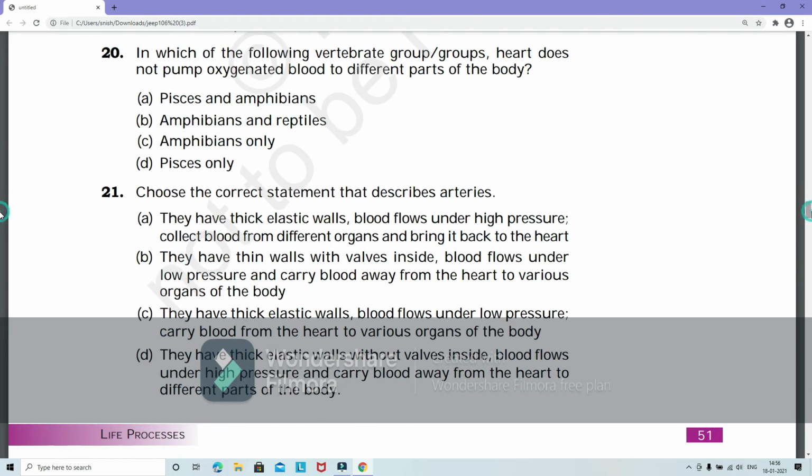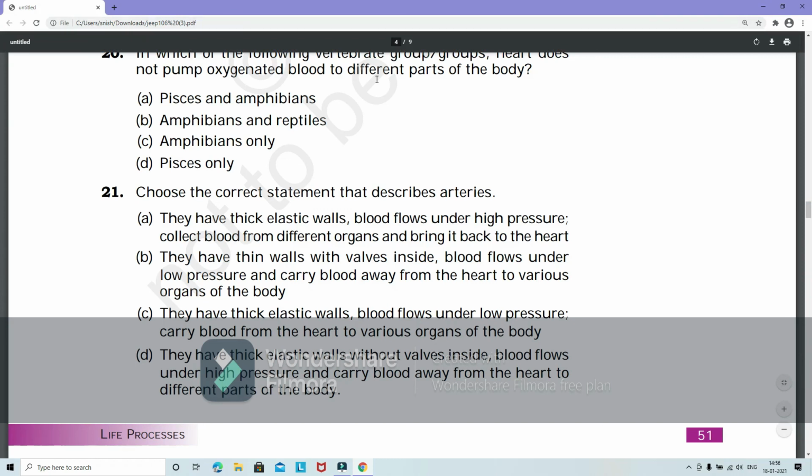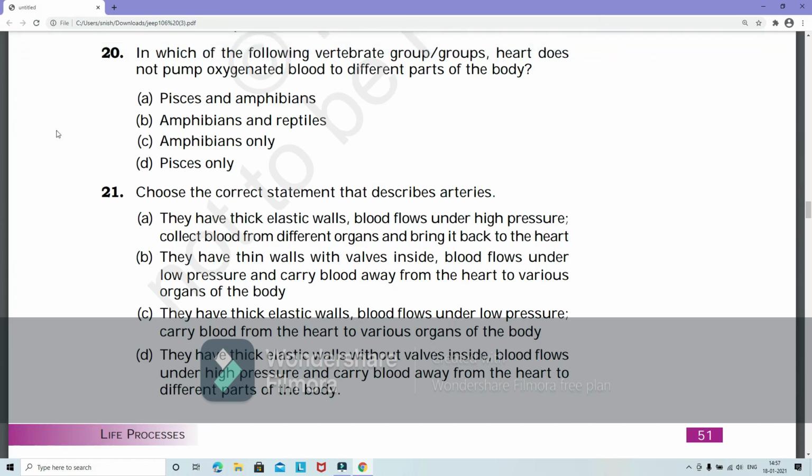Question 20. In which of the following vertebrate group or groups does the heart not pump oxygenated blood to different parts of the body? So where we can't expect pumping of oxygenated blood. Pisces is basically the fishes, where you have only two-chambered hearts. So there is no double circulation, there is only single circulation. Blood only enters the heart once. This is because it's a single circulation, where deoxygenated blood from the different parts of the body is pumped into the heart and finally removed out of the body. So yeah.